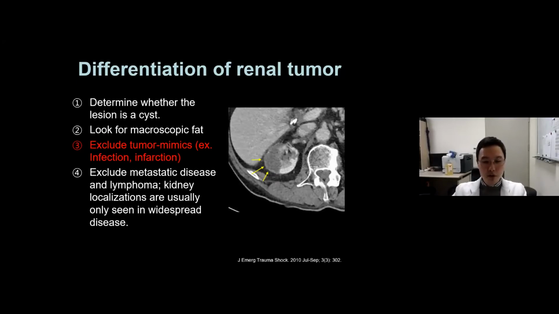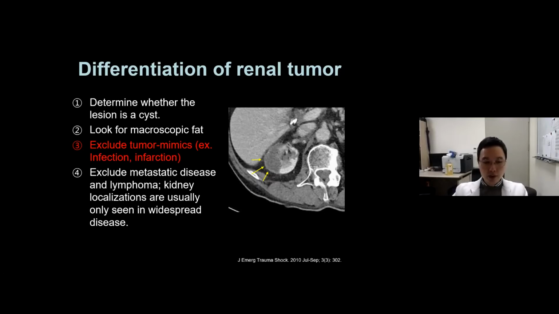For example, if a patient has an infectious condition, the patient will have some pain and signs regarding pyelonephritis. And for renal infarction, it usually results from thromboembolism of cardiovascular disease. As in the right side image, in the CT, you will see a wedge-shaped attenuation decrease, reflecting the vascular perfusion territory.